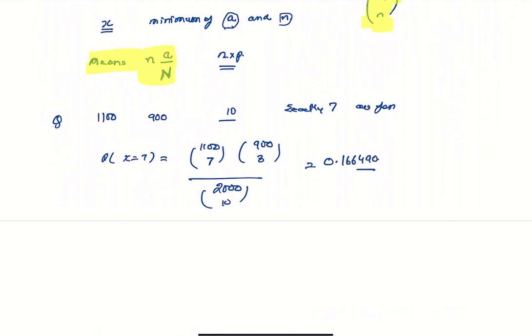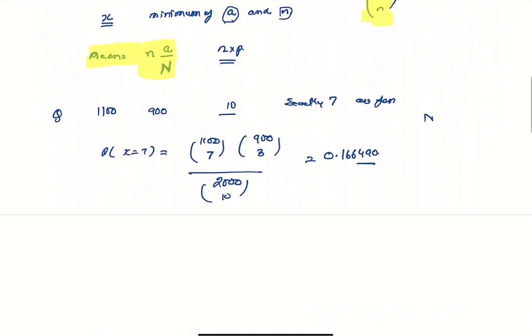0.166490. And you can do it with the formula. In the formula, big N is going to be 2000, small n is going to be 10, a is going to be 1100, and x is going to be 7.